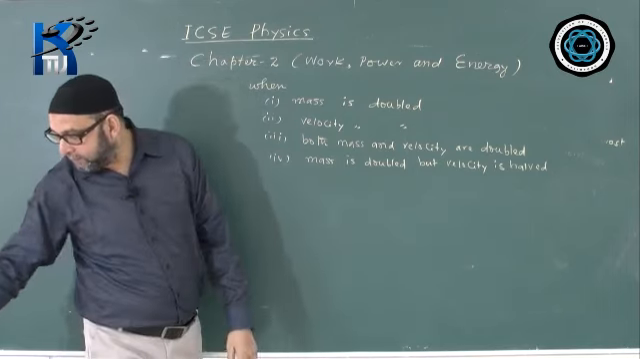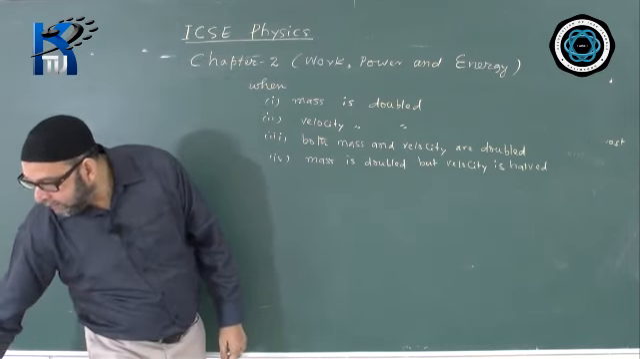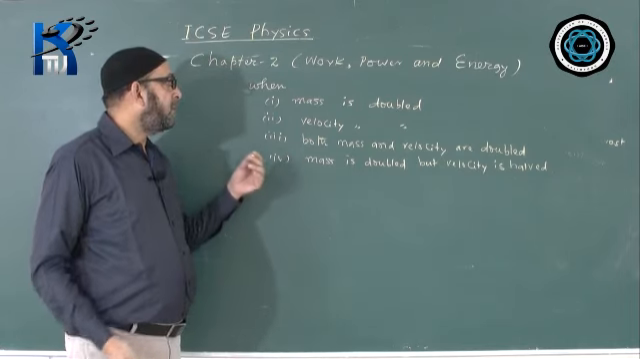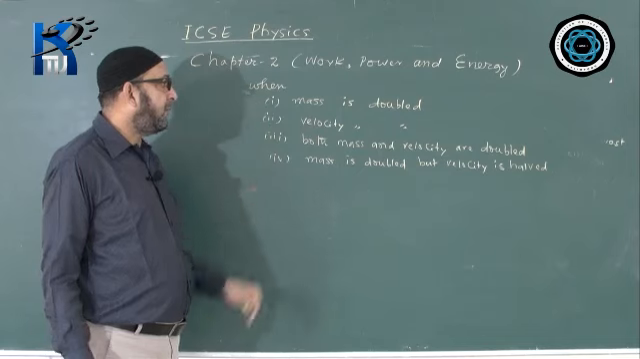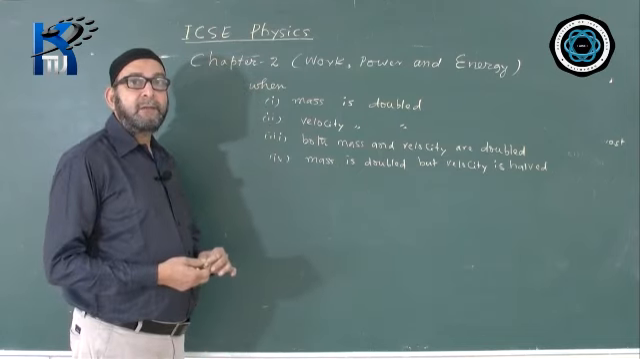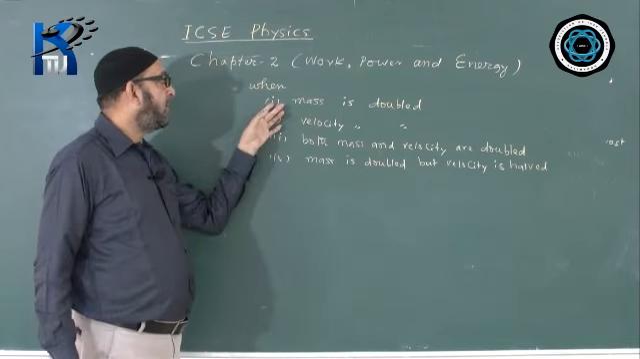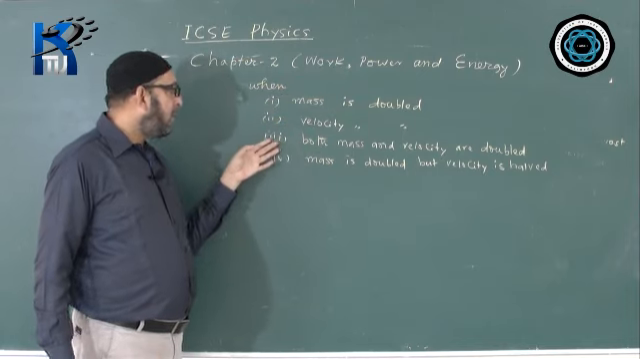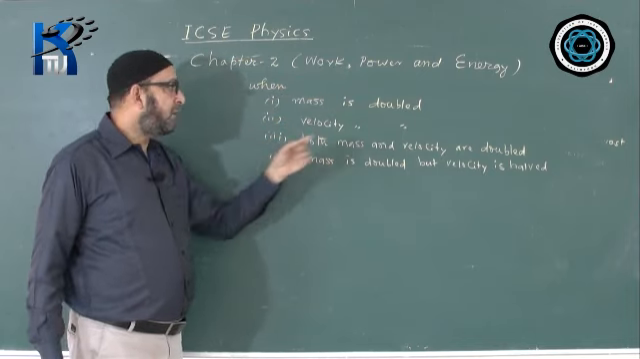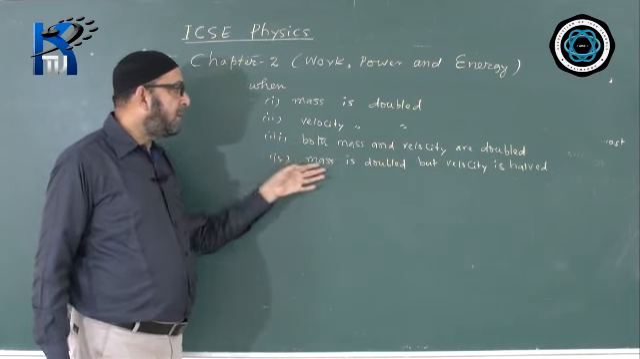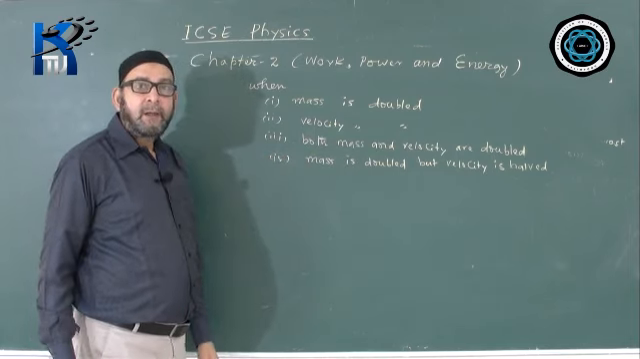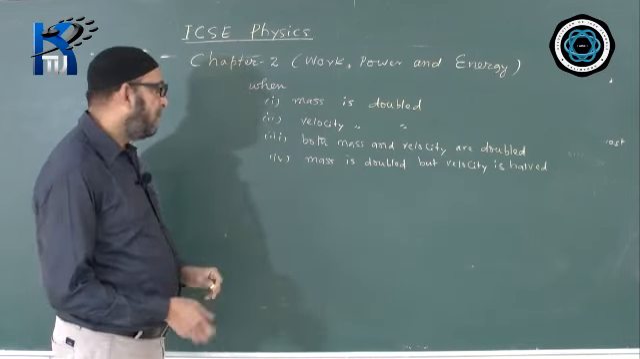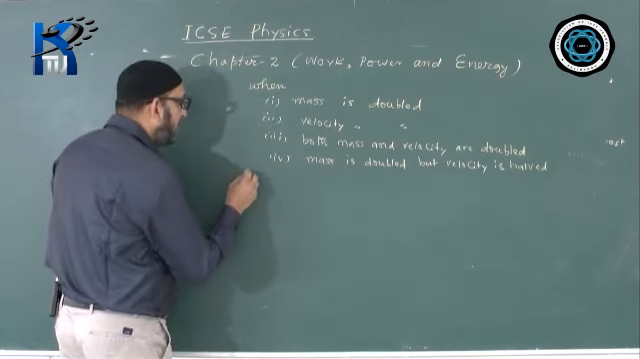Let us take these 4 cases, and in each case we will check what happens to the kinetic energy of the body. Whether it gets doubled, increases or decreases by a certain amount. Let us find out. What happens to the kinetic energy of the body when, first case, its mass is doubled, second case, velocity is doubled, third case, both mass and velocity are doubled, and fourth case, mass is doubled but velocity is halved. They may give any such cases. So, let us deal with these cases.